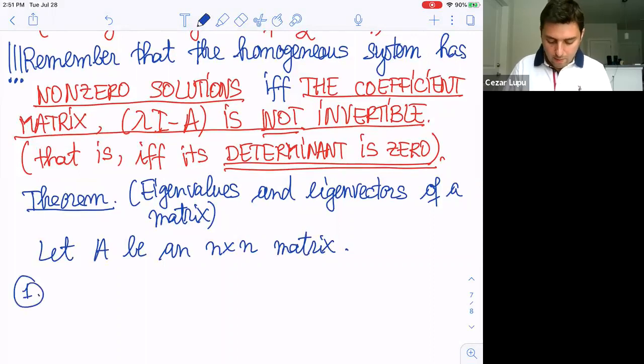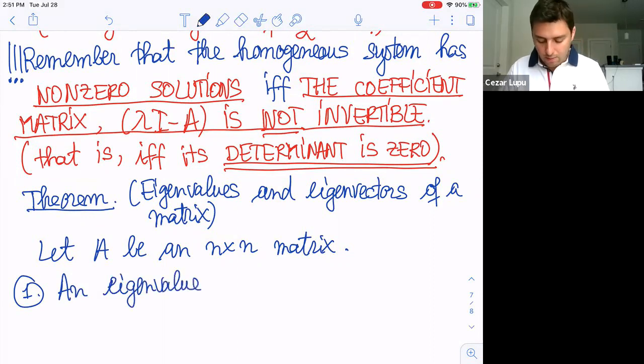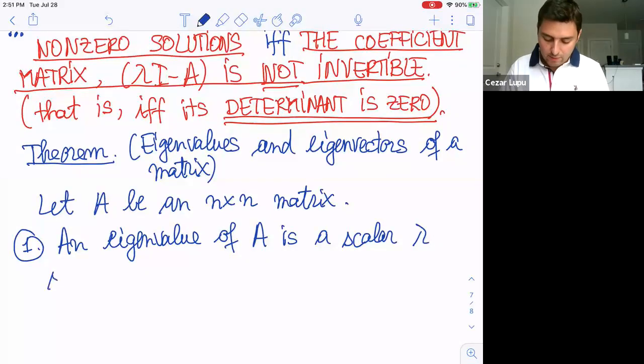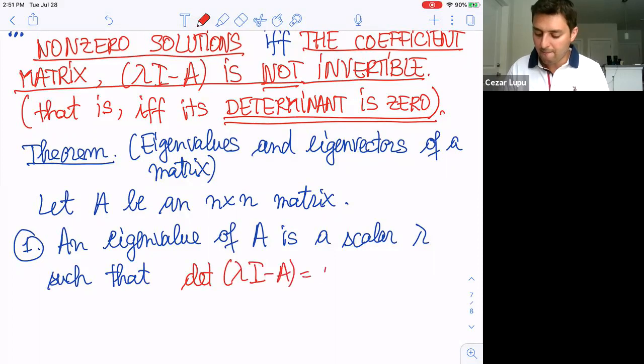1, an eigenvalue of A is a scalar lambda such that, guess what, the determinant of lambda times the identity minus A is 0. In other words, this theorem tells us how to find the eigenvalues of a matrix. You look at this matrix, lambda times identity minus A, you take the determinant, and then you find the eigenvalues. Anyway, you will see examples.